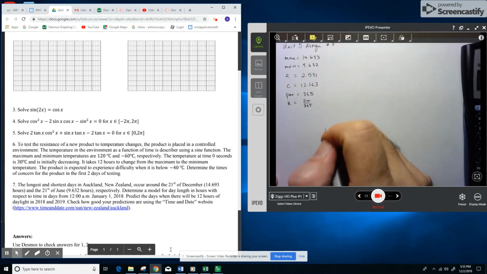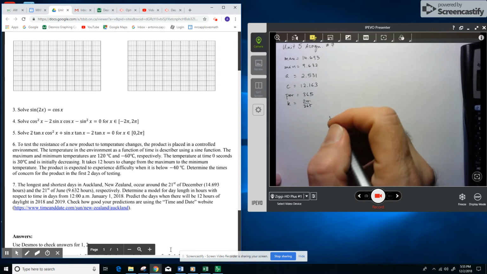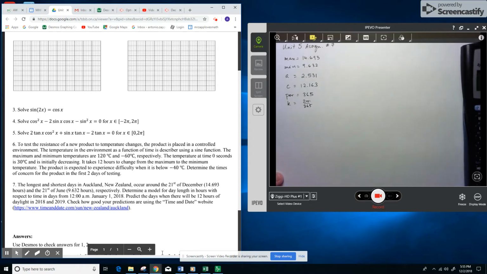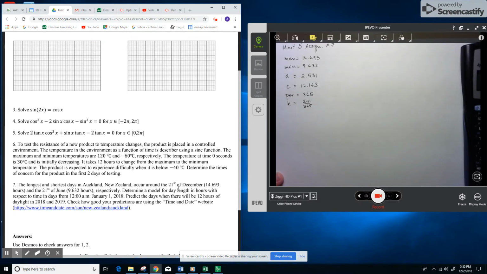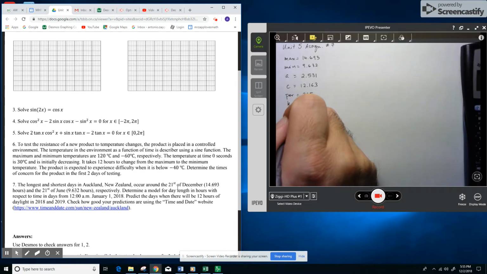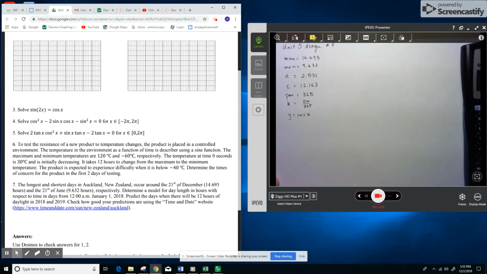So the last thing we have to decide is our parent function and if there's any phase shift needed. Since they give us the maximum on the 21st of December, that's really close to the 1st of January. So I'll work with y equals cos x, the one that starts at the maximum. This is not just cos x, but something that uses cos x as a parent function, but I want my maximum to occur on the 21st of December, which is earlier on.